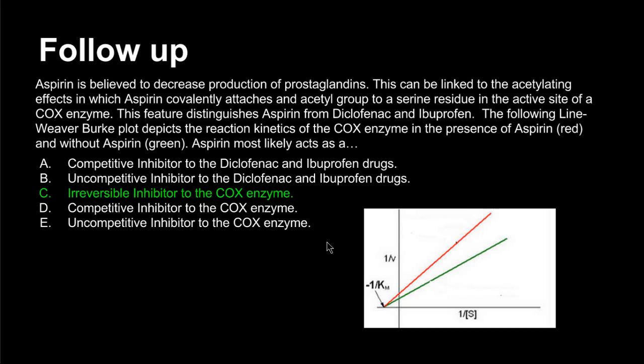And so the answer is C. The irreversible inhibitor to the COX enzyme is what the aspirin is most likely acting as. So this is all true, pretty much all of it here. Yep, all of it's true. And essentially, here's the deal. We just don't want to get wrapped up with all of the other information.